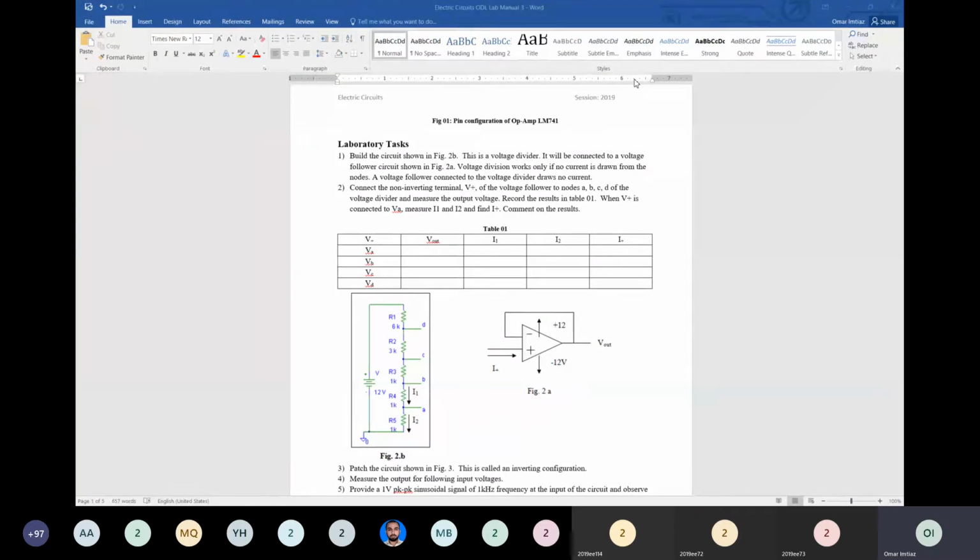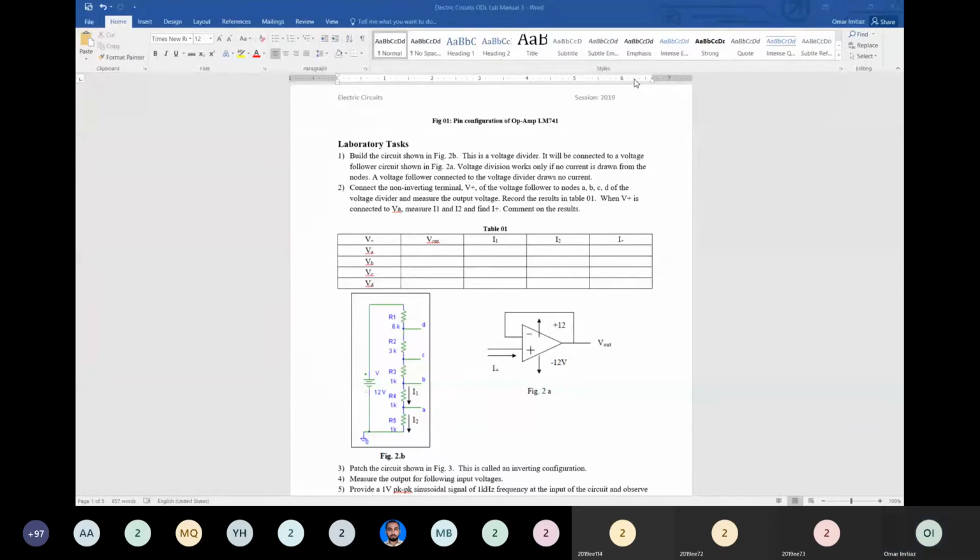We have 12 volts on plus VCC, minus 12 volts on minus VCC, and we are going to attach an input to the non-inverting terminal of the op-amp. The inverting terminal is shorted with the output. In this arrangement, we call it a voltage follower. This is basically a non-inverting amplifier with a gain of 1. That is something that you've already studied in the theory.